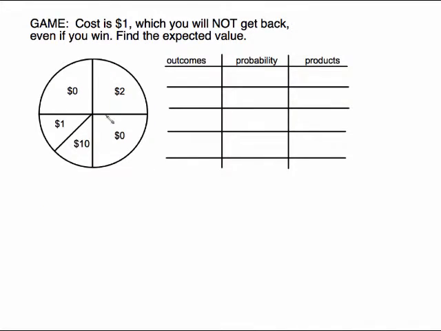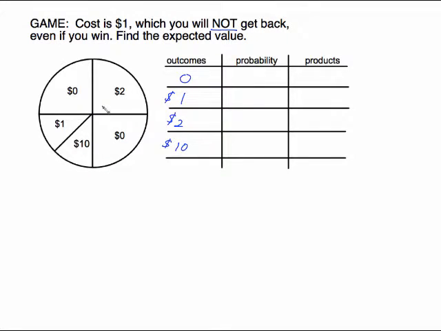We're going to play a game which is a spinner game. The cost is $1, which you will not get back even if you win. This is what you will win. We're also going to assume for purposes of the game that the spinner just cannot land on a line. If it lands on a line, we spin again. Here are my outcomes. I could earn $0, I could earn $1, I could earn $2, or I could win $10.